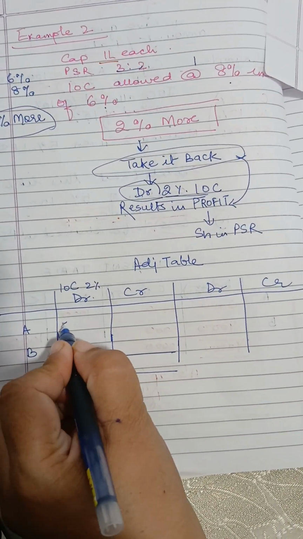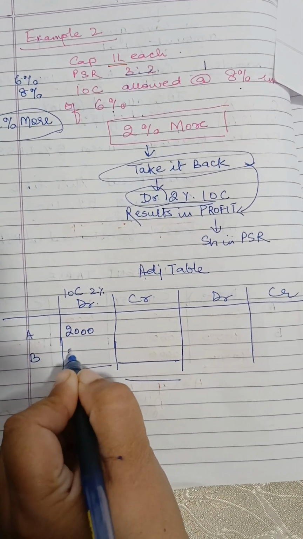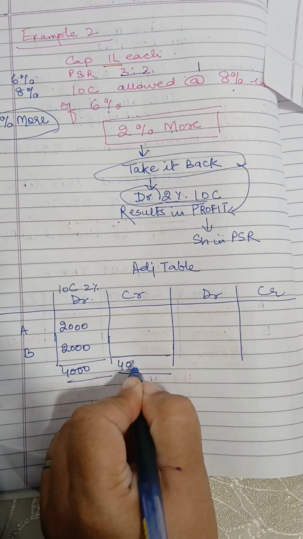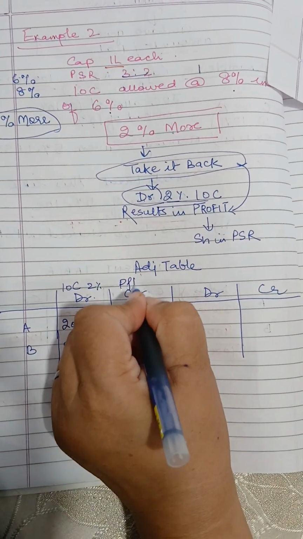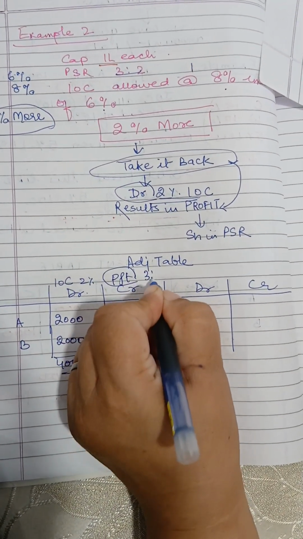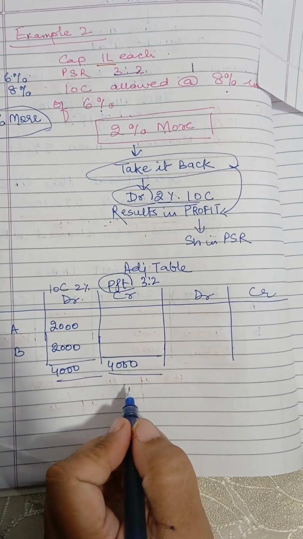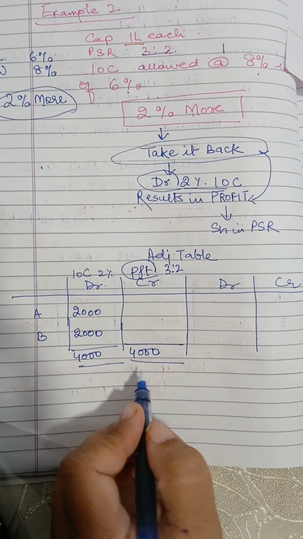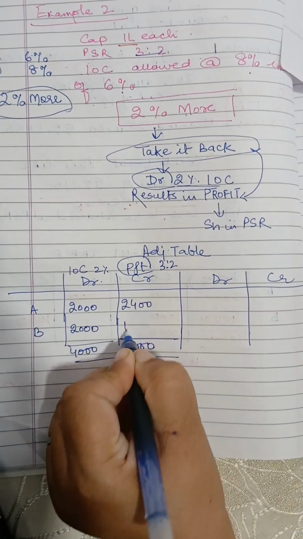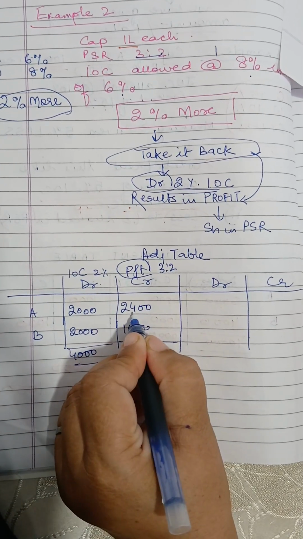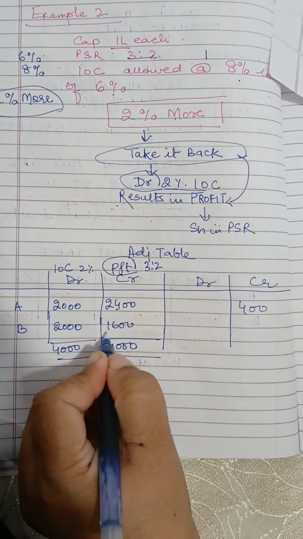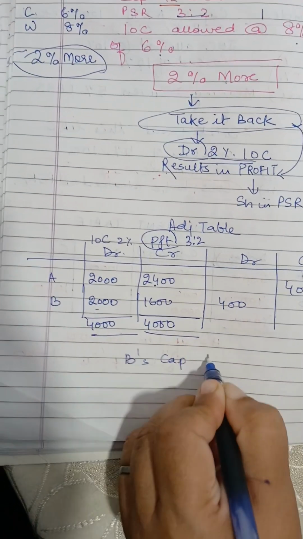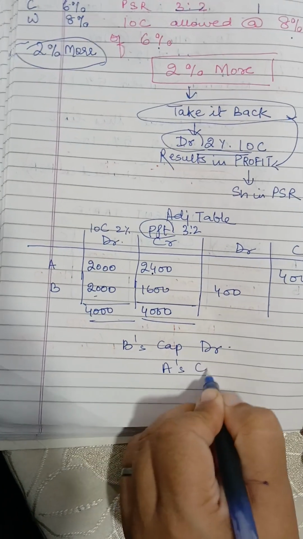2% of 1 lakh is 2,000. Take 2,000 back from A, 2,000 back from B, total 4,000 taken. Now this 4,000 results in profit to the firm, which will be shared in PSR 3:2. So let's divide it. 4,000 divided by 5 is 800. 800 3s are 2,400. 800 2s are 1,600. So what is more? Credit. How much? 400. Here debit is more by 400. Entry becomes B's capital debit, A's capital credit.